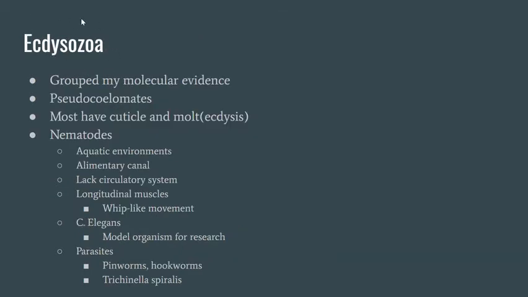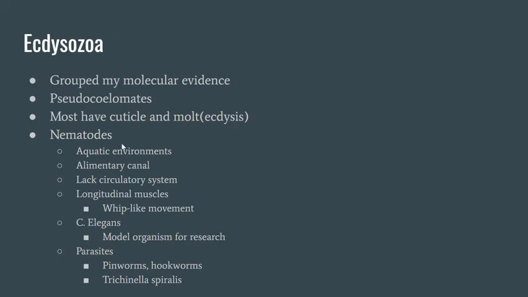Next, we have Ecdysozoa. These are grouped together mainly by molecular evidence. They're pseudocoelomates. Most of them have a cuticle that they will end up molting. This process is called ecdysis, hence the name.